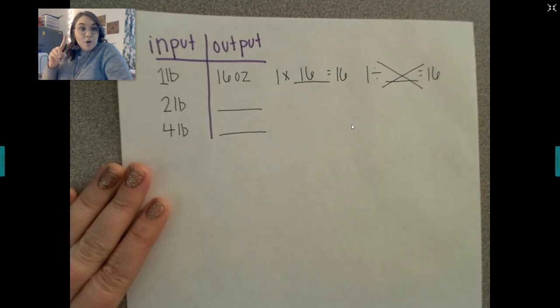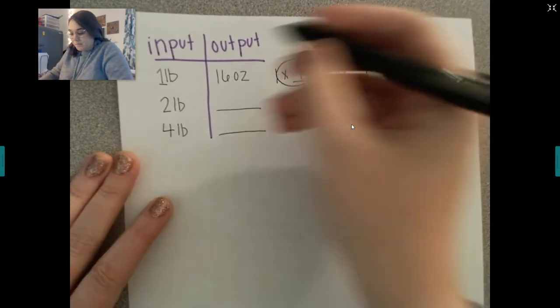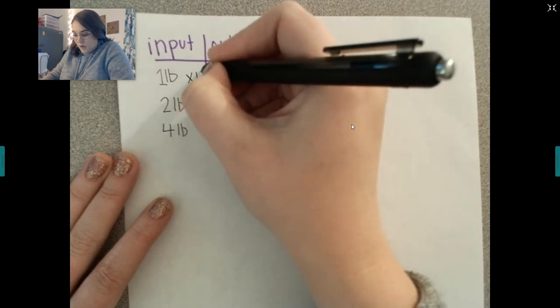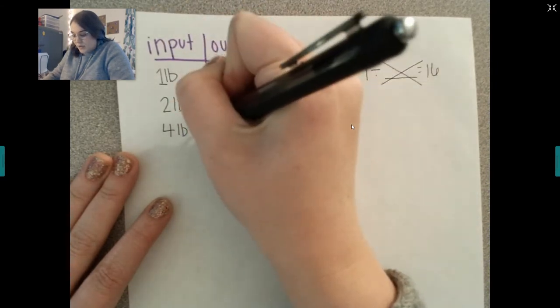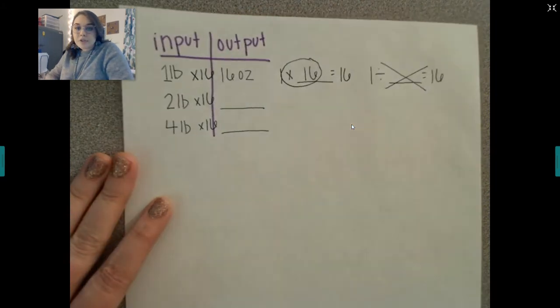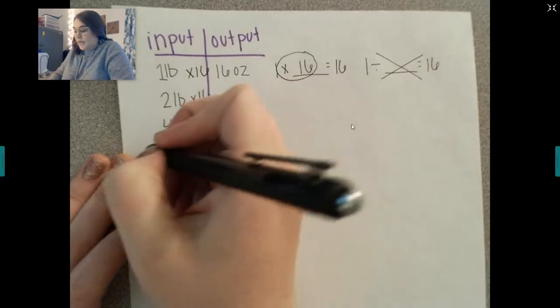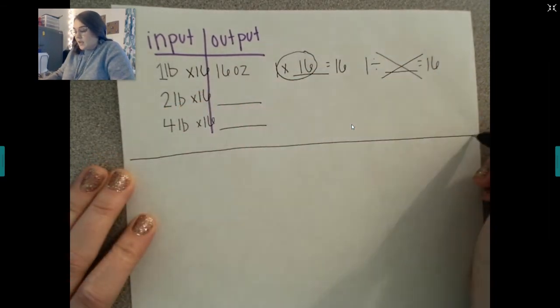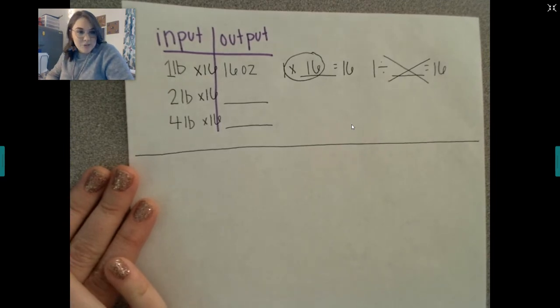So now that I know our rule is to multiply by 16, I am going to do that for 2, and I'm going to do that for 4. So I want you to go ahead and solve this input-output table while I draw the next one. You can pause if you need to, and let's see if you get the right answers when I'm done.